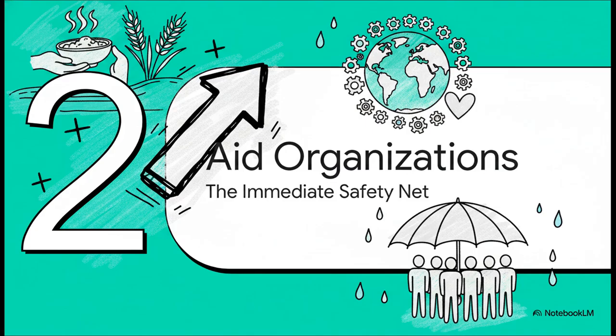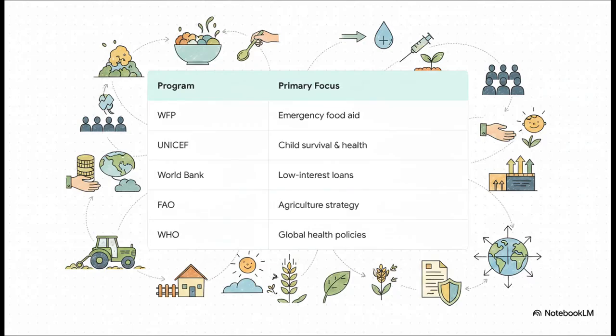Section 2. International aid organizations. The absolute first step in our timeline of intervention is setting up an immediate safety net to simply prevent starvation right here, right now. Now, this is a perfect summary to screenshot for your final notes. When combating global hunger, major international players carefully divide the labor so they aren't stepping on each other's toes.